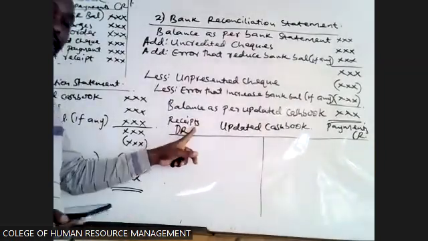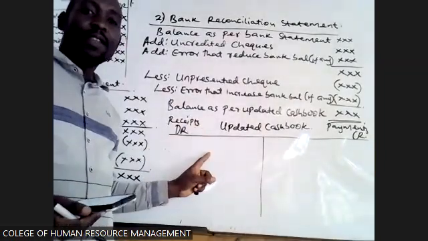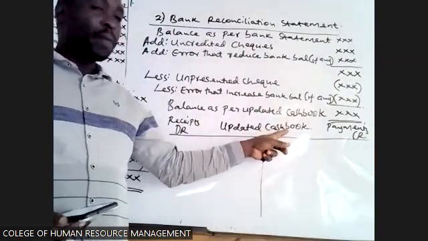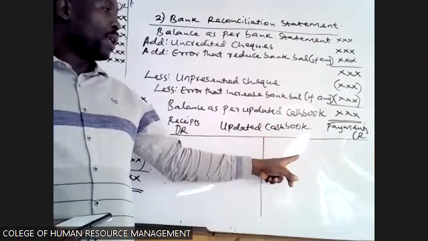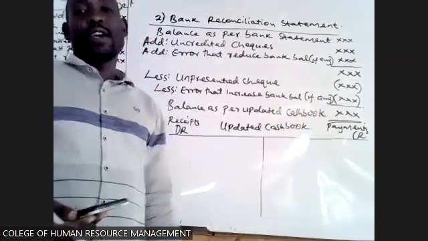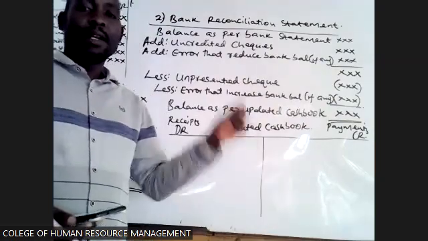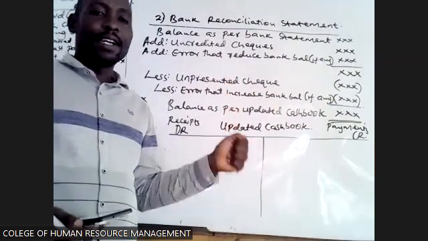So anything that was received in the bank but was never received in the cash book, we shall include it here. Anything that was paid in the bank statement but was not paid in the cash book, we shall record it on the credit side. That is how simple we do it. But never use unpresented and uncredited checks here.